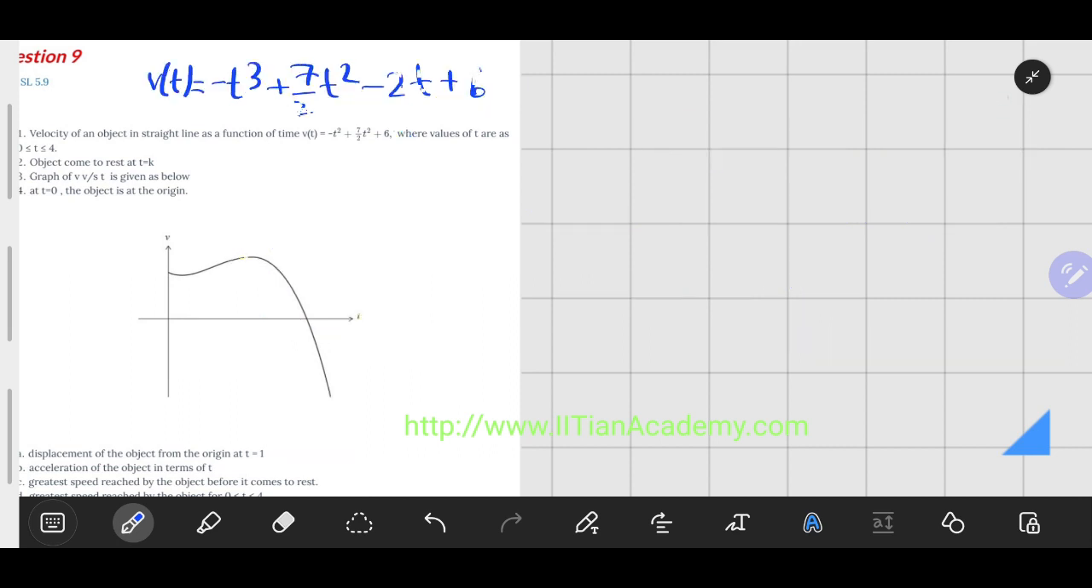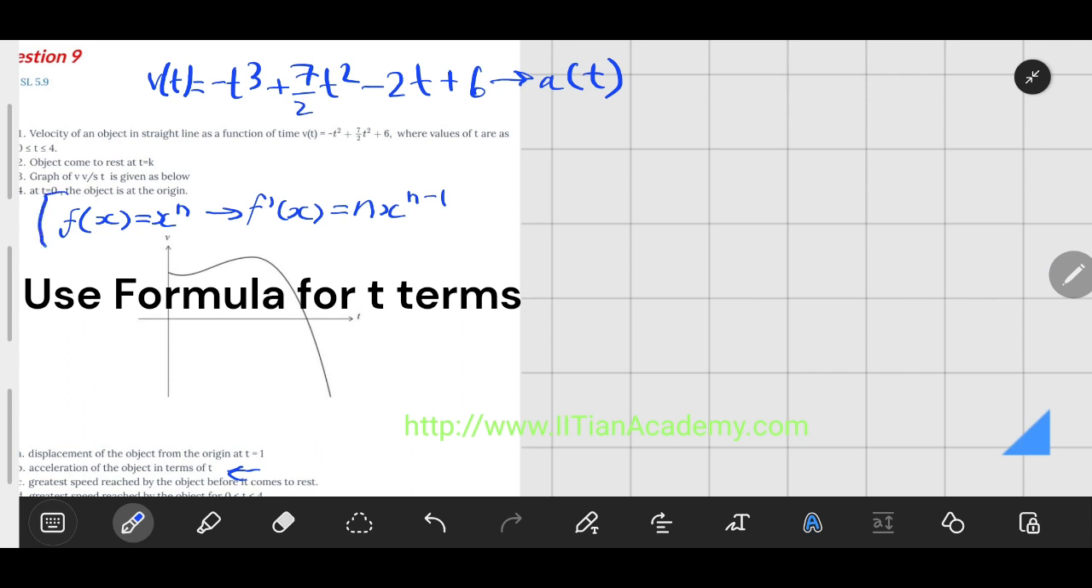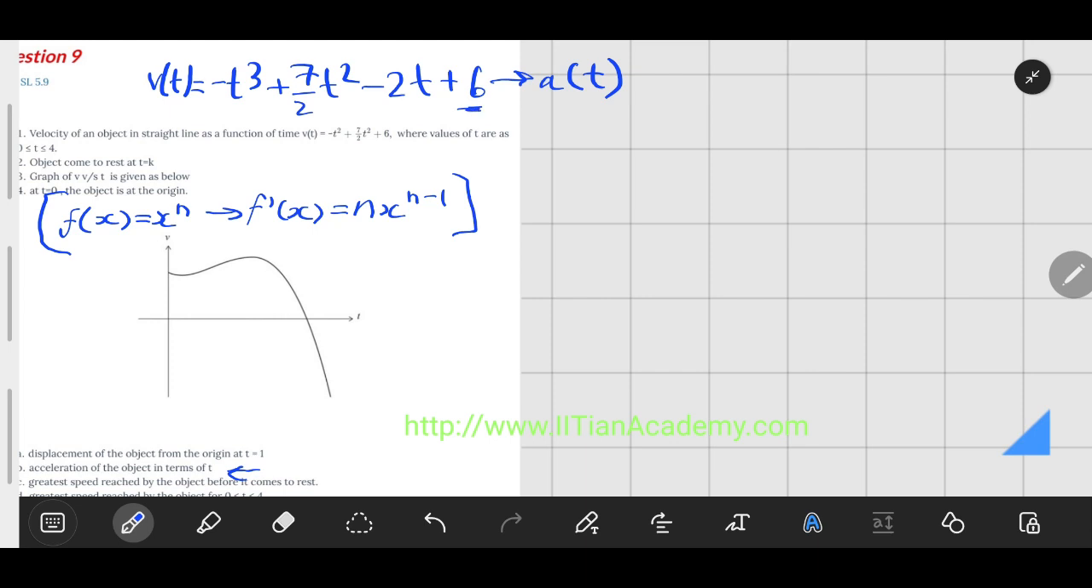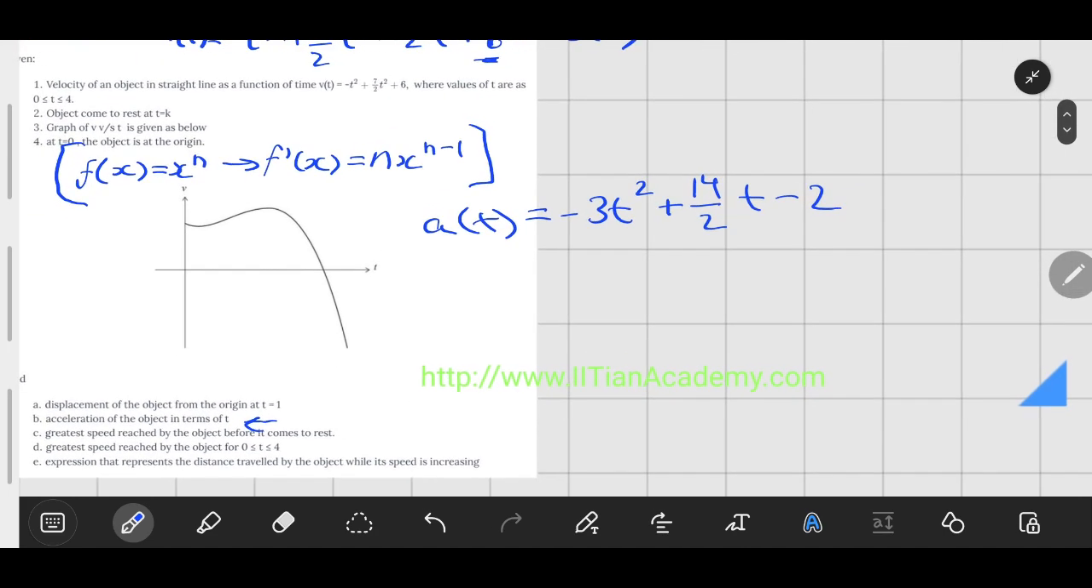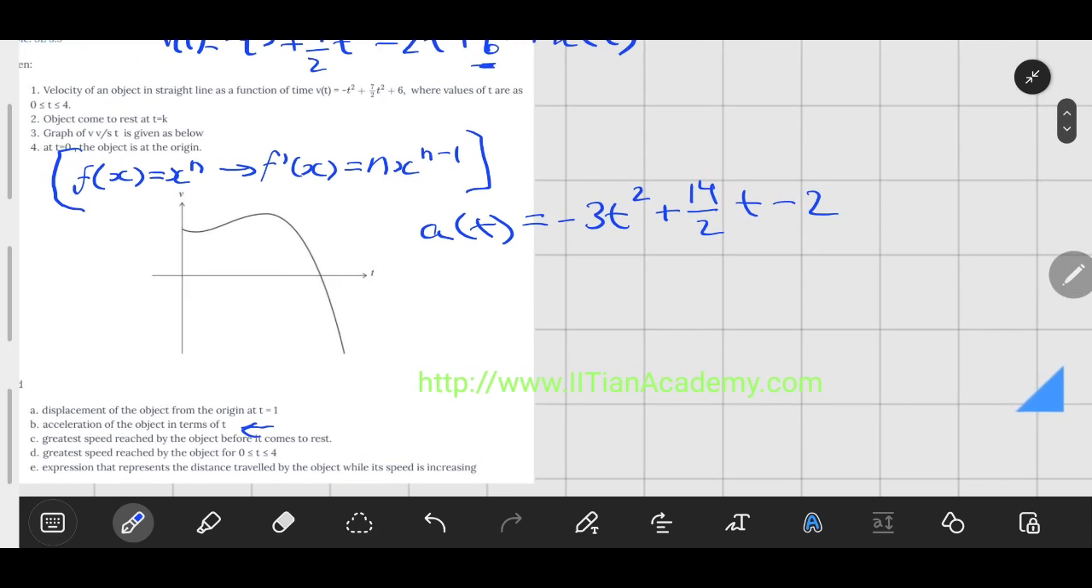So for the second question, we are asked to find the acceleration of the equation in terms of t. In this case, we will take the derivative of our equation, which I've shown below. And the derivative of any constant, like 6, is 0. So if we take the derivative of our equation, that will be the answer for our question in terms of finding the acceleration at t.